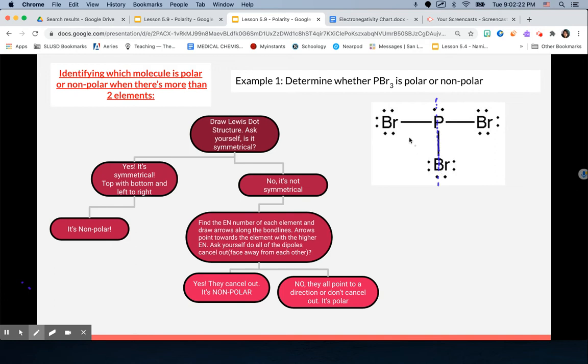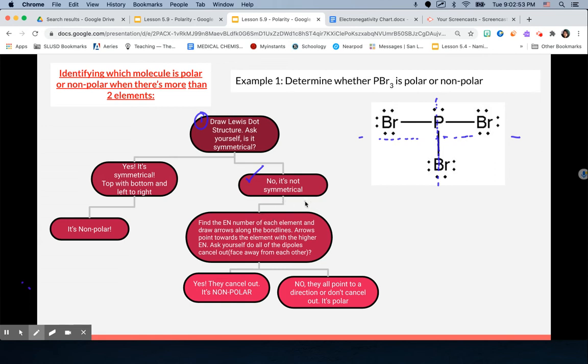So drawing a line left to right, right? My left side is pretty much the same as my right side. So therefore it's symmetrical left to right. But if I draw a line going across, the top half and the bottom half are not symmetrical. So in this case, after completing step 1, we now know that it's not symmetrical.